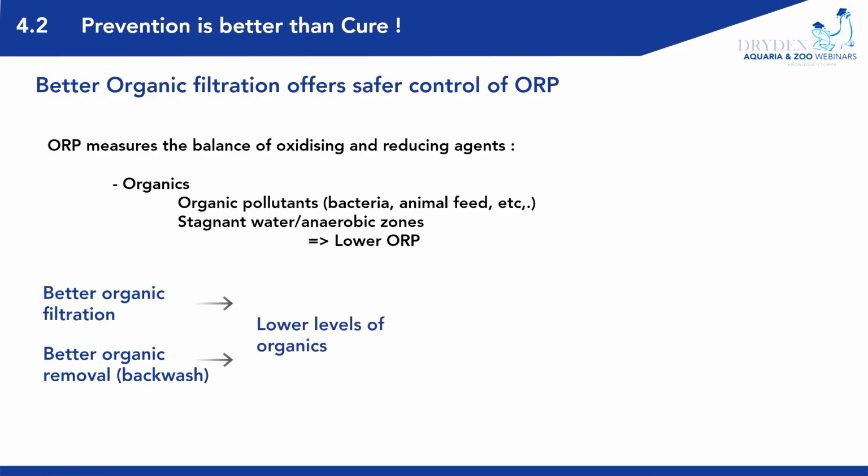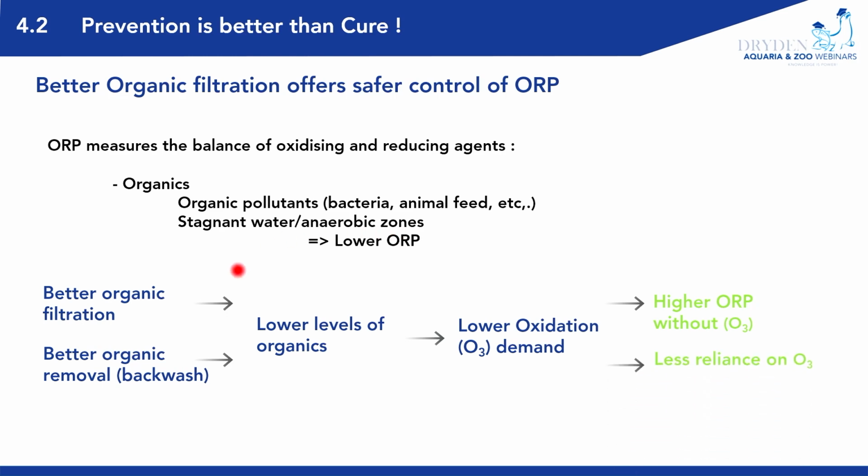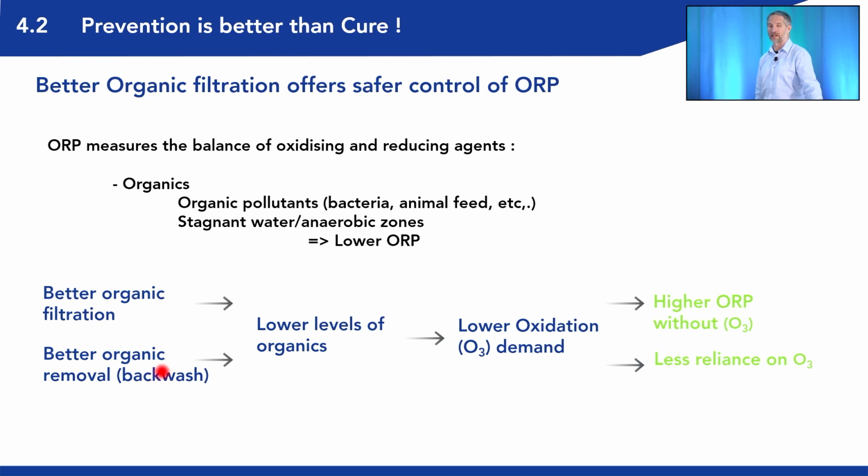Another repetition of organic filtration control as a safer way of managing it. But there you see what we've done is included our key performers. Better organic filtration and better organic removal through efficient and effective backwash leads to lower levels of organics in the system, lower oxidation demand, which with the resultant higher or stable ORP means less reliance on ozone again. Absolutely. Step for step, it's your best way of doing it. Prevention is better than cure.